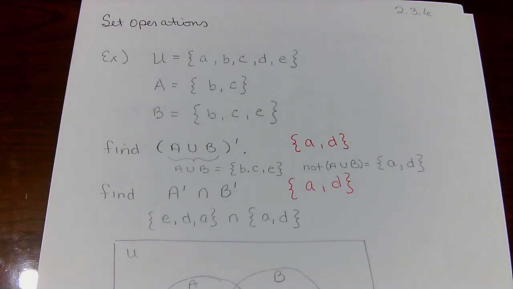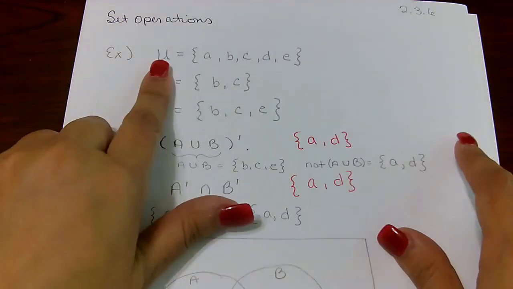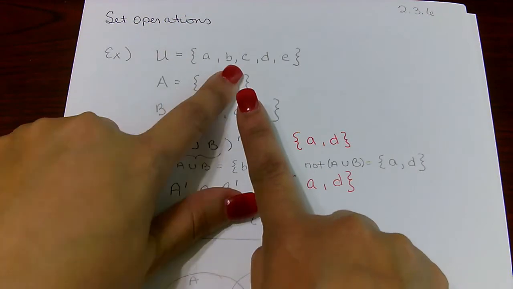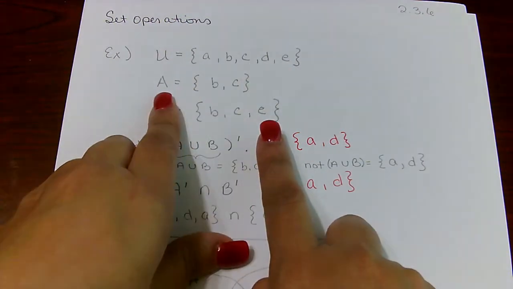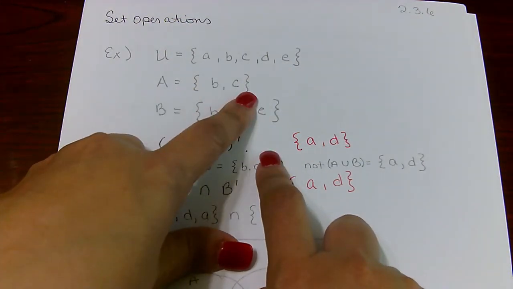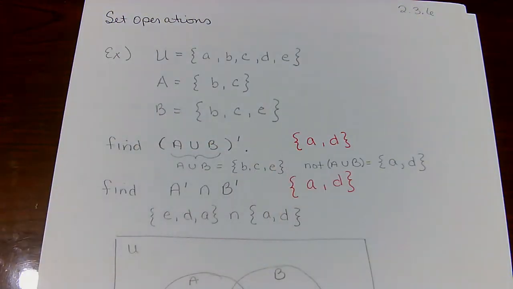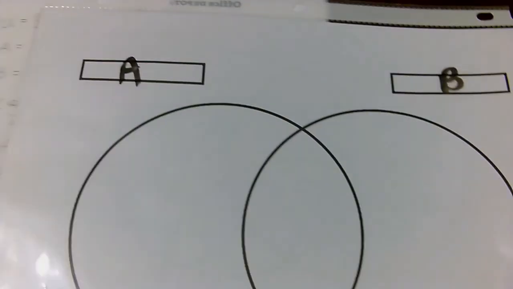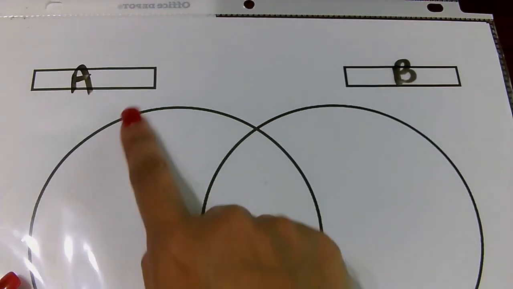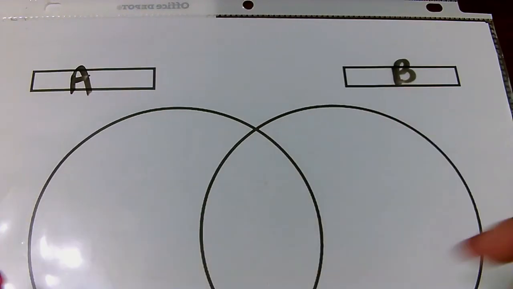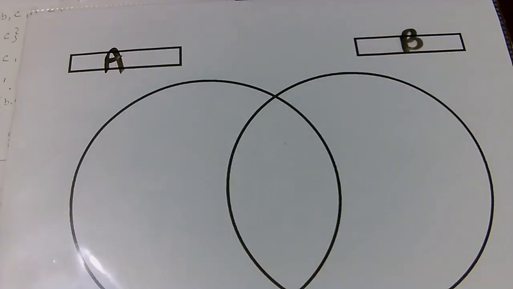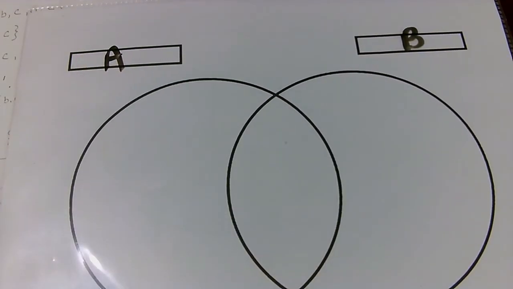The next one has our universe, which includes A, B, C, D, and E. Our set A has B and C, and our set B has B, C, and E. Let's go ahead and fill out a Venn diagram for this one. Okay, so here's my Venn diagram. And I have labeled this circle A and this circle B. Let's go ahead and fill out the rest of it.